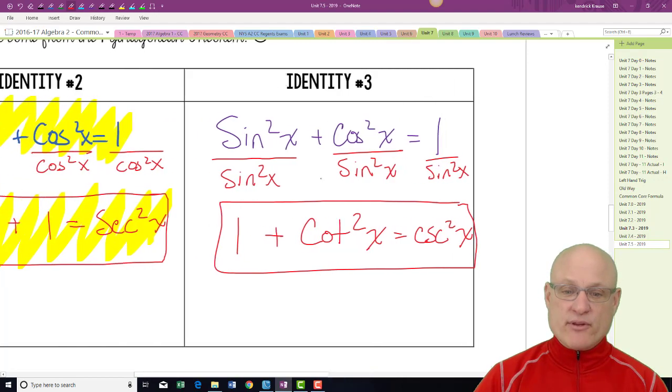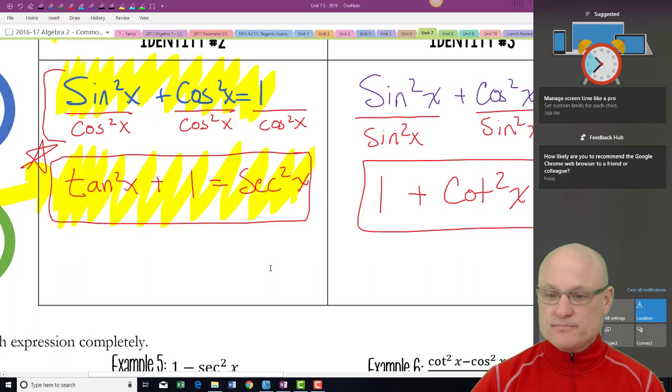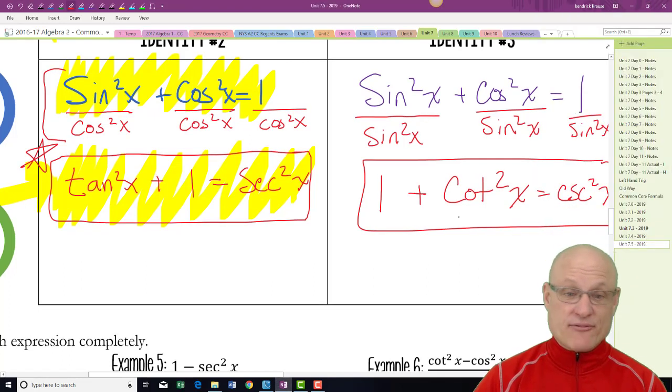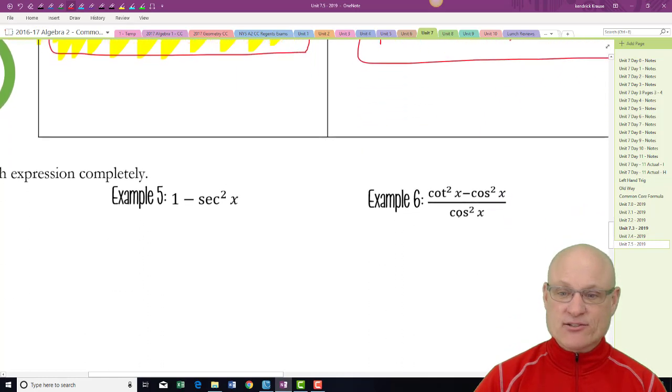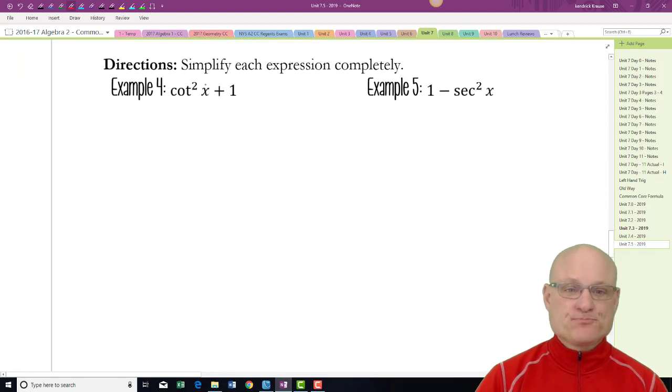Now, how do I remember these? First of all, the c's go together. On this one on the right, the c's go together. On the one on the left, the tangent and s, they're kind of close to each other alphabetically. All right, let's go simplify each expression.